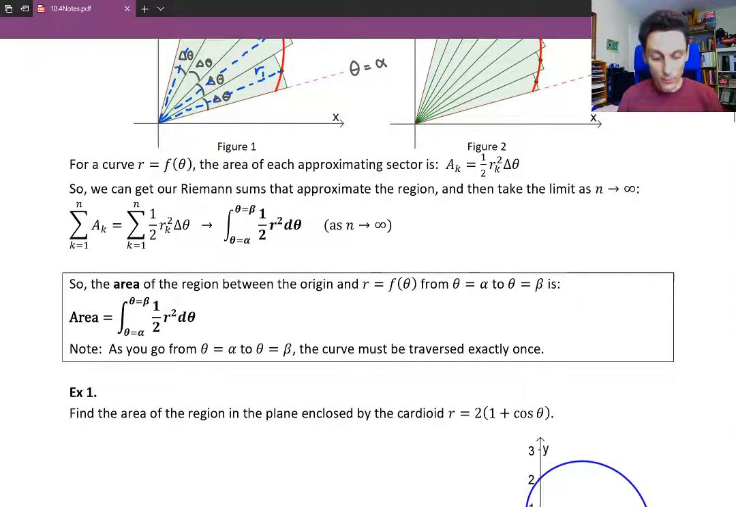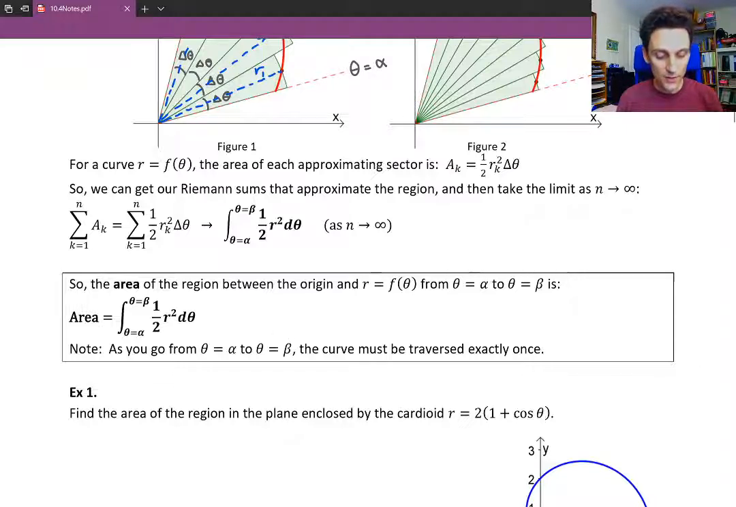Now, one note again is that when you're looking for this area, you're looking not for the area between the curve and the x-axis. That's no longer the case in polar. You're looking for the area between the curve and the origin. That's the key difference that you really have to wrap your mind around to understand this section and to understand this formula as well.